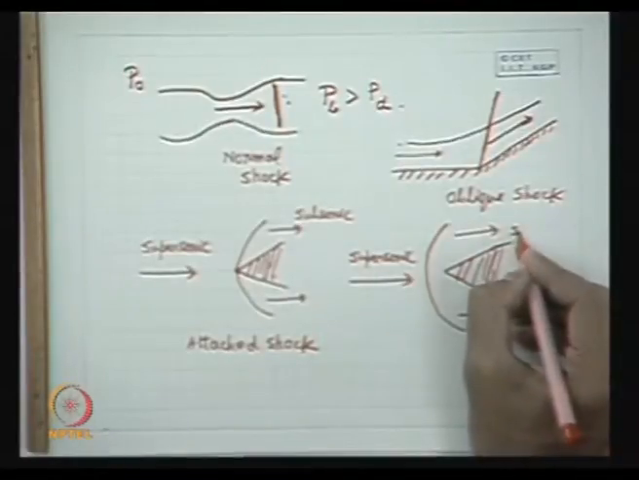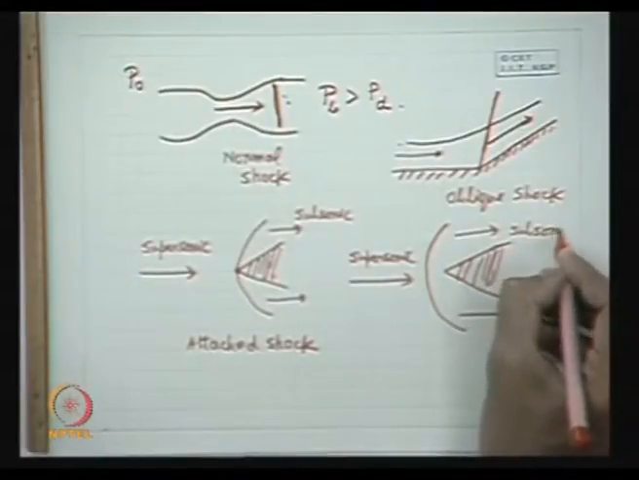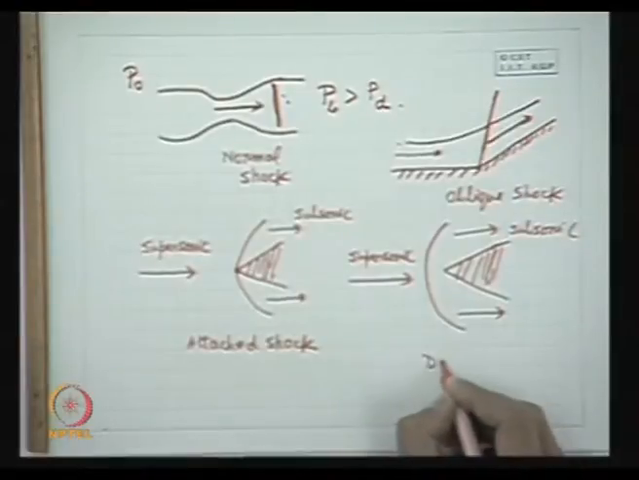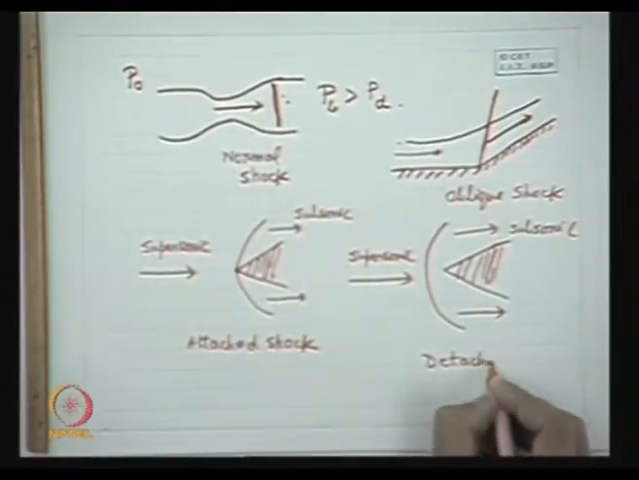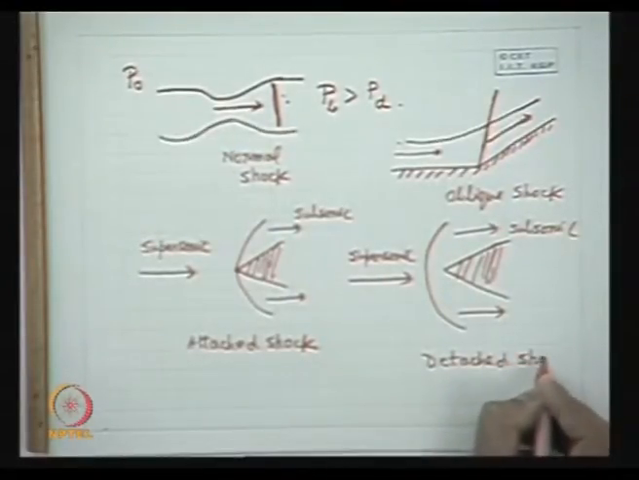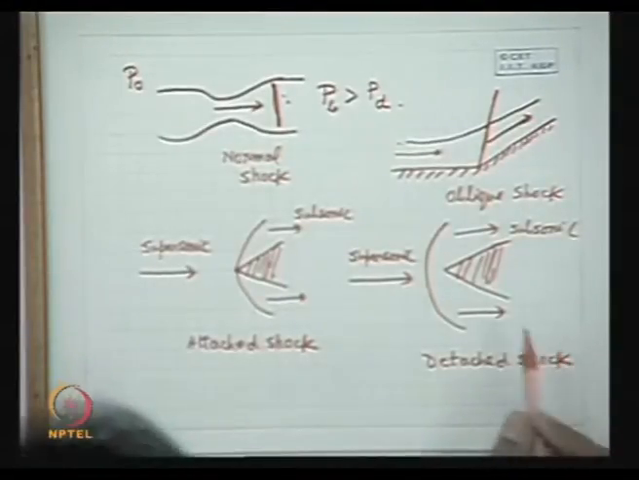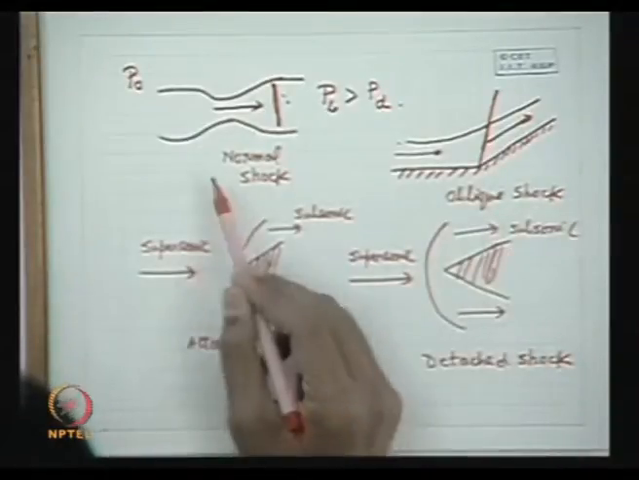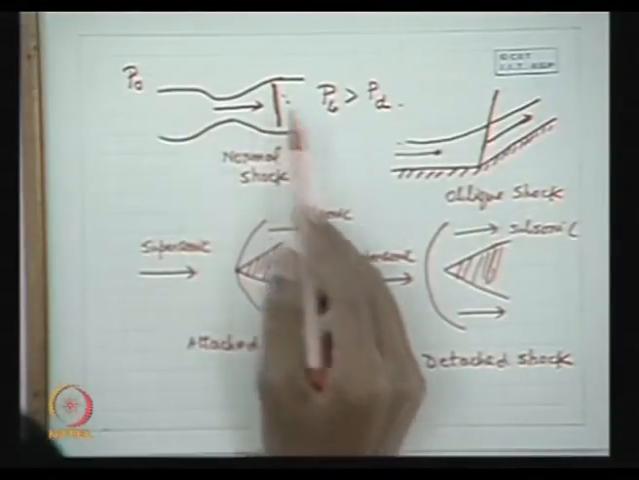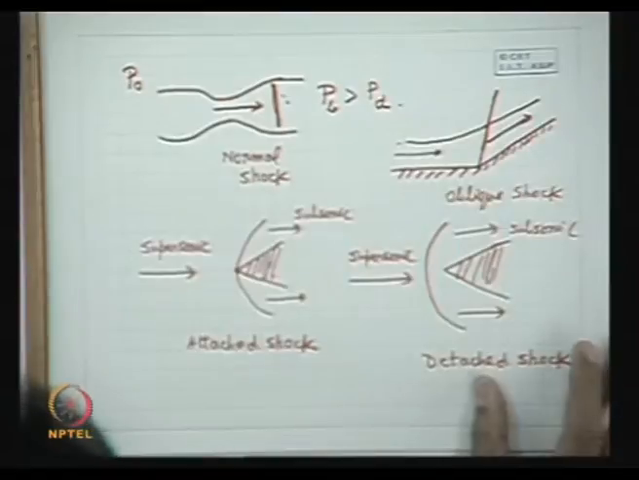So this is subsonic. And this type of shock is known as detached shock. So these are certain pictures how the shock takes place, creating a sharp discontinuity in the flow field.